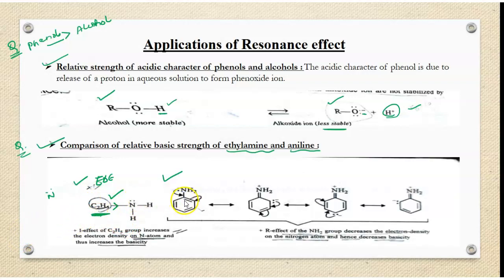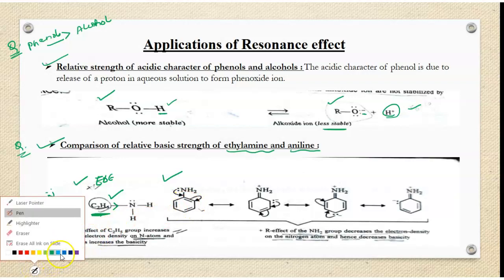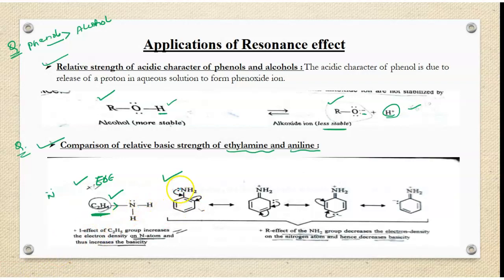While in case of your aniline, you can see that the lone pair of electrons, let me show you by changing the color, the lone pair of electrons that are present on your nitrogen, they are delocalized over the entire benzene ring system, that you can clearly see, and which shows that it is showing the plus R effect, right. So due to plus R effect, what is happening, the electron density on your nitrogen is decreasing.